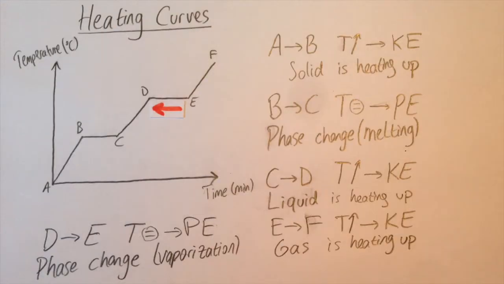From E to D, the substance turns from gas into liquid. This is a phase change called condensation. Temperature does not change and potential energy decreases, creating a more orderly state within molecules.